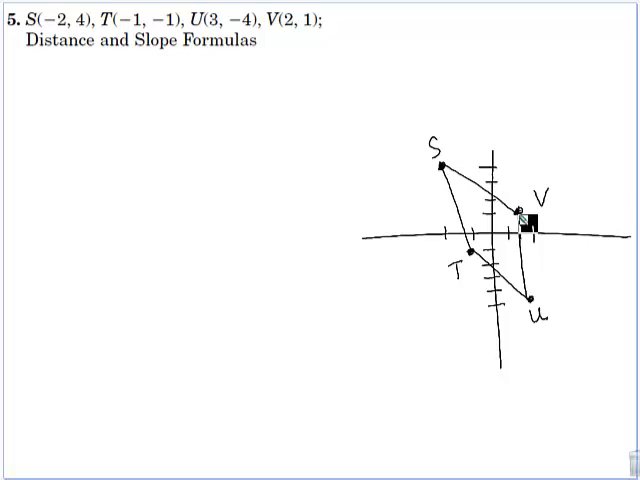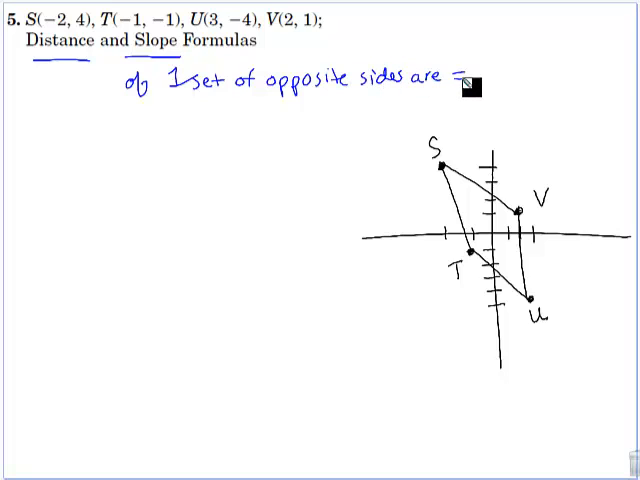So now, this is a sketch of a graph, so if you use actual graph paper, you'd have a better idea. This doesn't really look like a parallelogram, but we are certainly going to check to see if it is one. So if this is a parallelogram, the distance and slope of one set of opposite sides are equal. So we have to decide which opposite sides we want to work with.